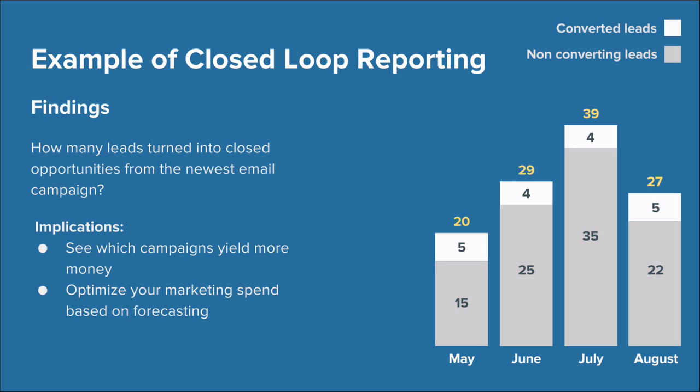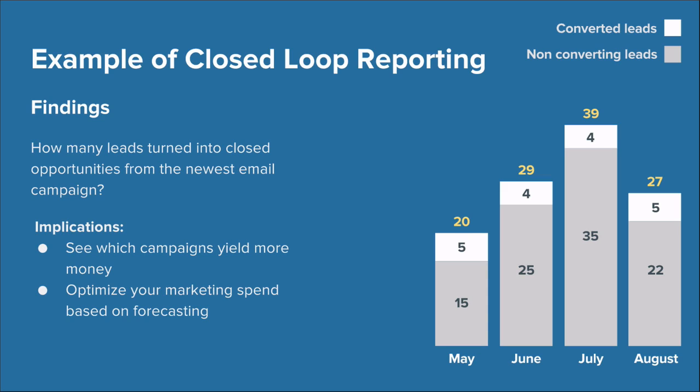And so, again, kind of like creating the most personalized content history, this is some of the most advanced reporting history that marketers have ever been able to have. So we can do something like this, right? We can say, how many leads turned into closed opportunities from the newest email campaign? And that means we can see which campaigns yield the most money. We can optimize our marketing spend based on the forecast.